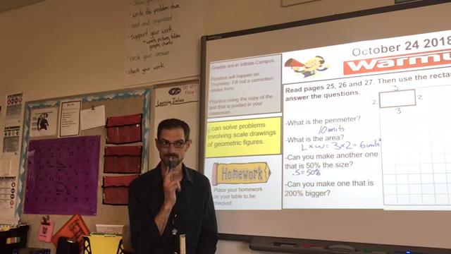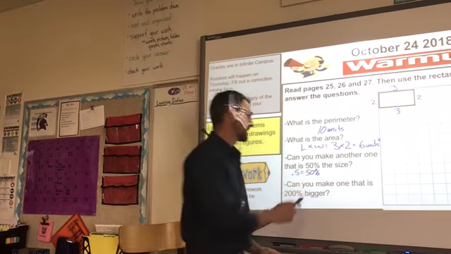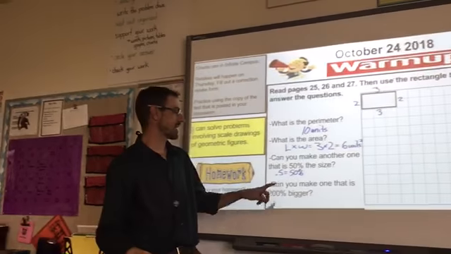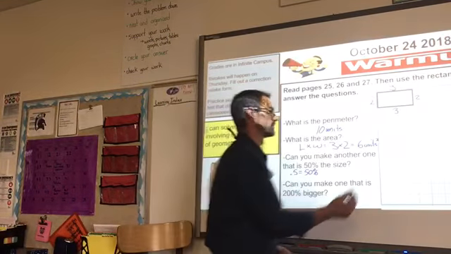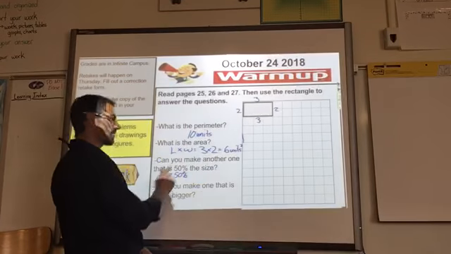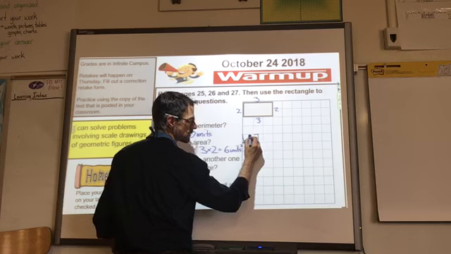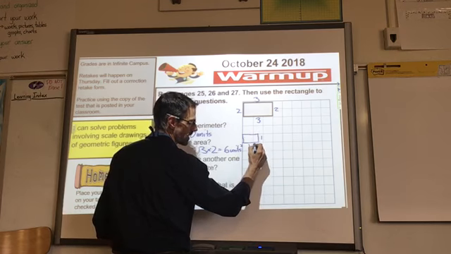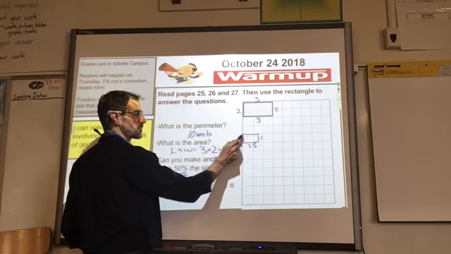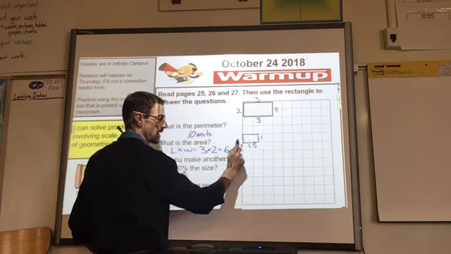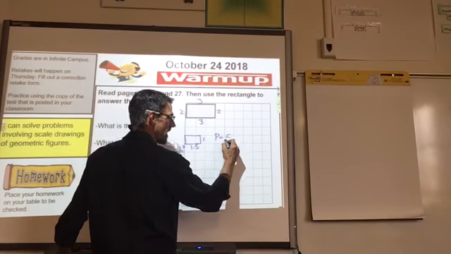Ooh, close. So ready? If this is 50%, ready? What is 0.5 times 2? 1. What's 0.5 times 3? 1.5. So this is 1 by 1.5. So what is the perimeter now? This would be 3, and this would be 2, which is, so the perimeter is equal to 5.